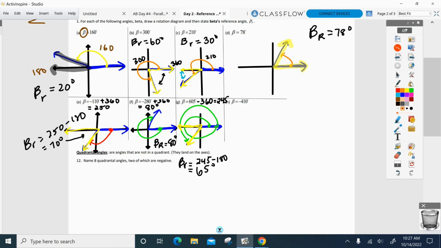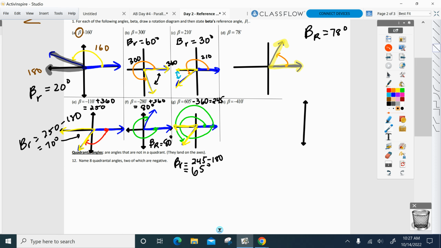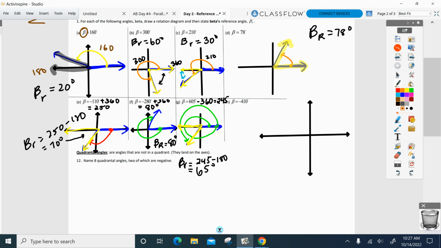All right, one more. Negative 410, I'm not dealing with that. What do you want me to do? Add 360. I still have a problem though, right? I get negative 50. I probably could handle that, but I want angles between 0 and 360. So don't stop here. Keep adding 360. Now we're going to deal with 310 degrees. That's the angle I want to graph.